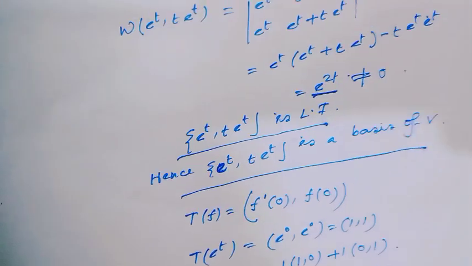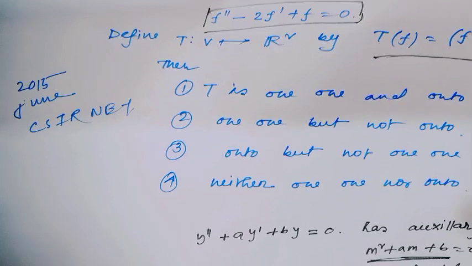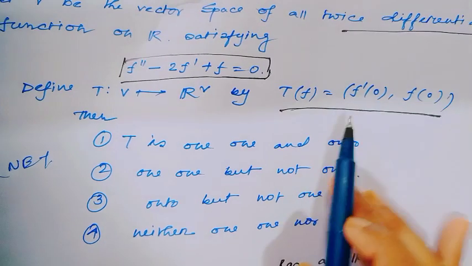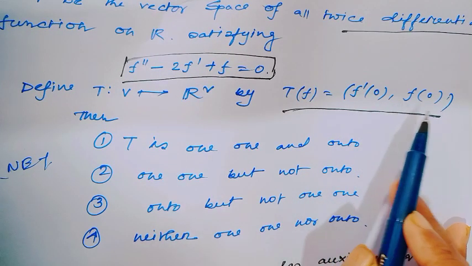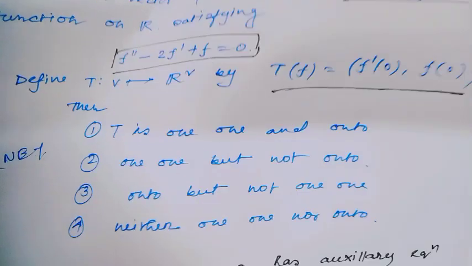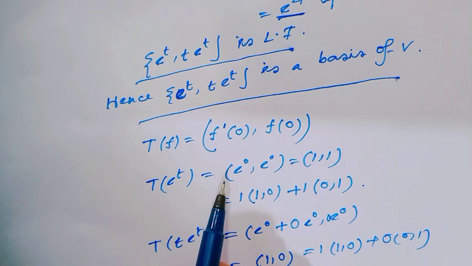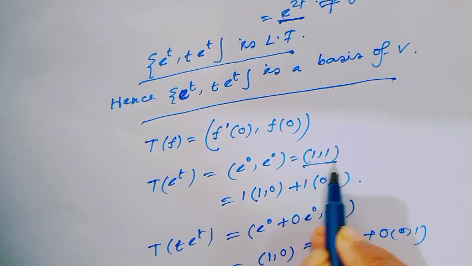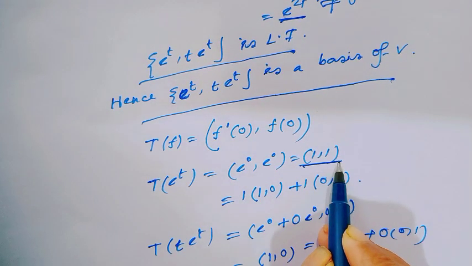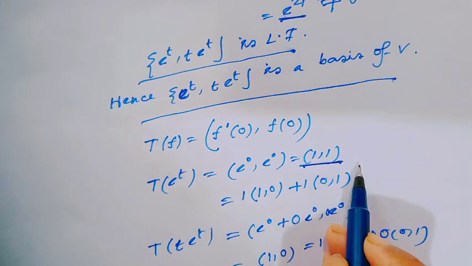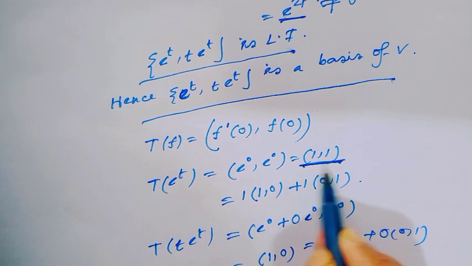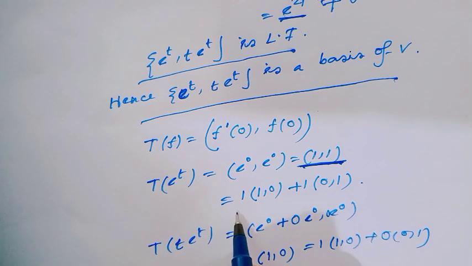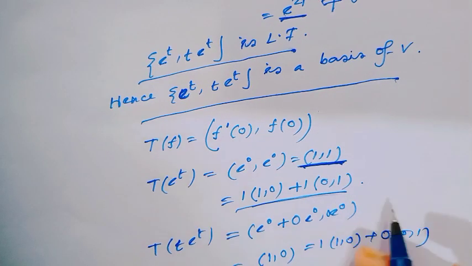And since this is a basis, and here the linear transformation T is defined as T of f equal to (f prime 0, f 0), then T of e to the power t equals (e to the power 0, e to the power 0), which is obviously (1, 1). And in R2 we all know the standard basis is (1, 0), (0, 1). So we can write this as a combination of the standard basis.